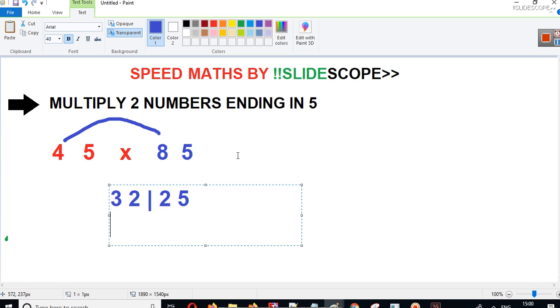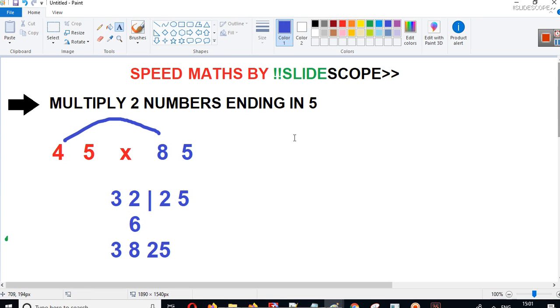Now there is a trick. You just have to find the average of 4 and 8. The average of 4 and 8 is 8 plus 4 by 2. 8 plus 4 is 12, and 12 by 2 is 6. So let's write 6 like this, and your answer will be 3825. This is the answer of 45 multiplied by 85. You saw how easy that was?